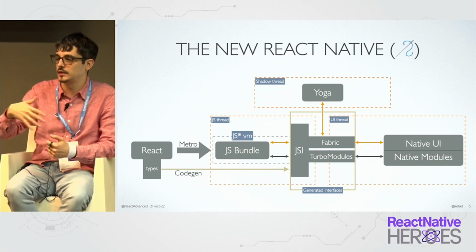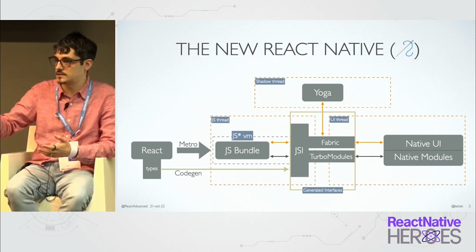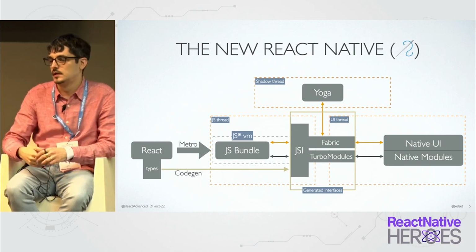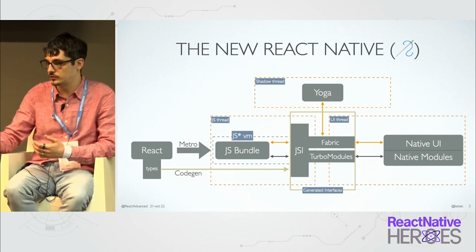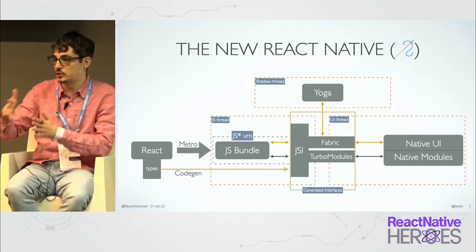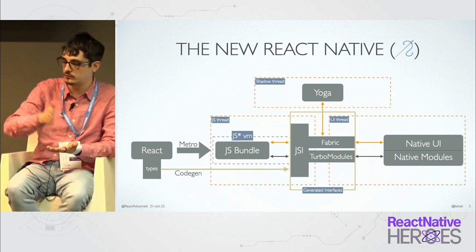Turbo Modules, similarly, is for the native modules. So let's think of Bluetooth, for example. And what these allow in general are things like lazy loading of the native modules. All of a sudden, because you know when you're going to need something, you're going to invoke it directly.